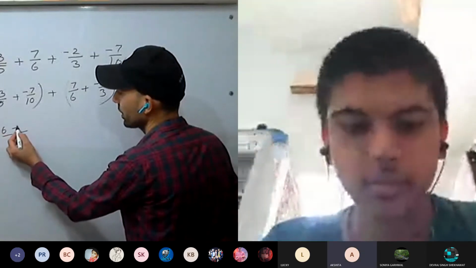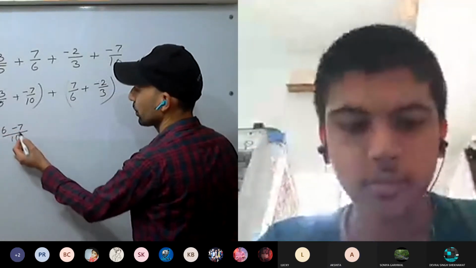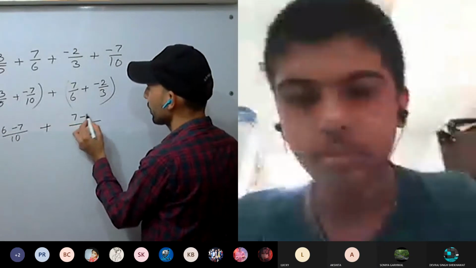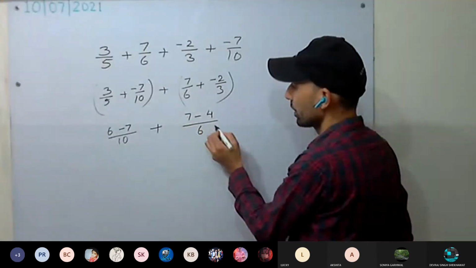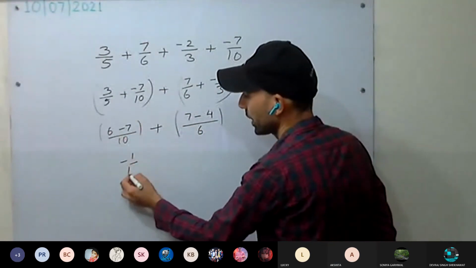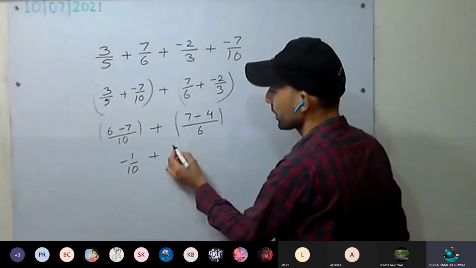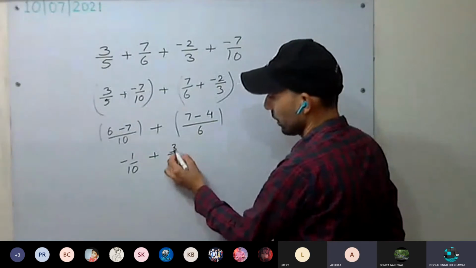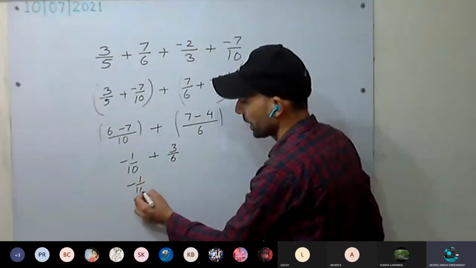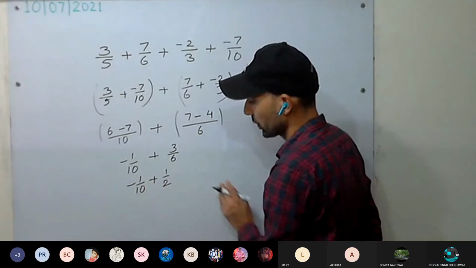So how much will it be? 6 plus minus 7. So plus minus 7 will be minus 7. Plus again, LCM 6, 7 minus 4. Okay. So how much is it? Minus 1 upon 10 plus 3 upon 6. Okay, we can solve further. 1 by 2. Minus 1 by 10 plus 1 by 2.